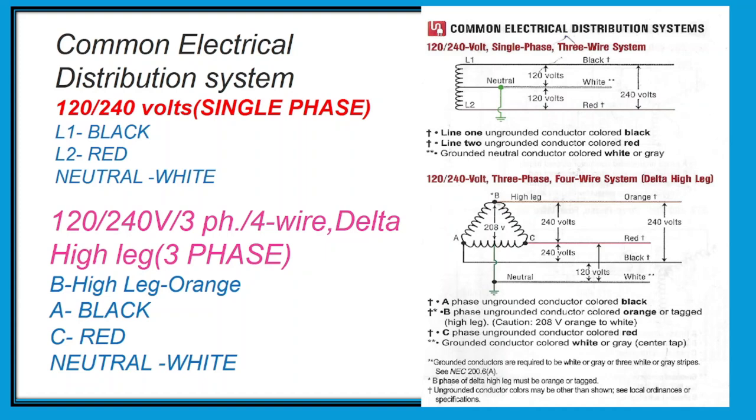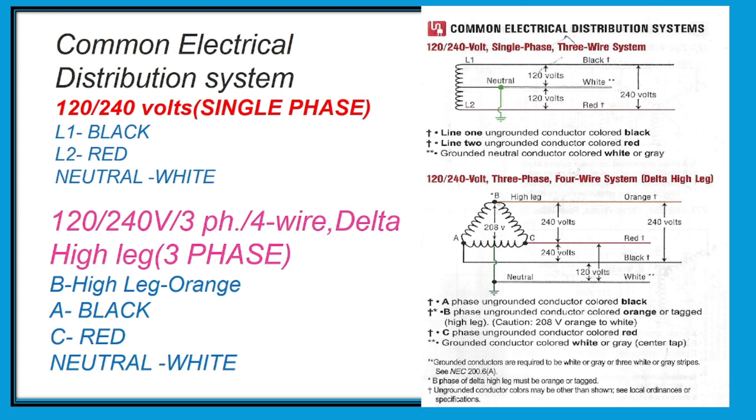Our topic for today is electrical interview. This topic is very useful for us. Common industrial distribution system. We have 120/240 volt single phase: line 1 black, line 2 red, and neutral white.